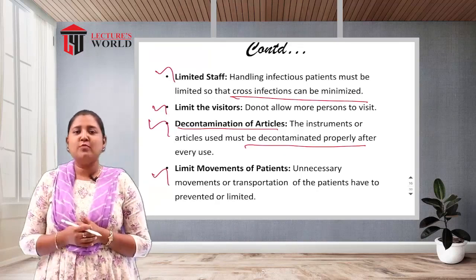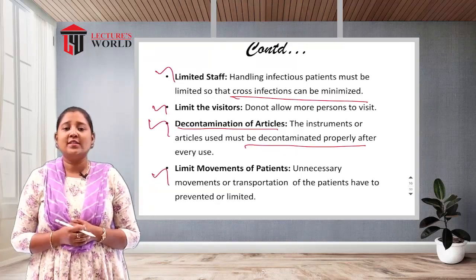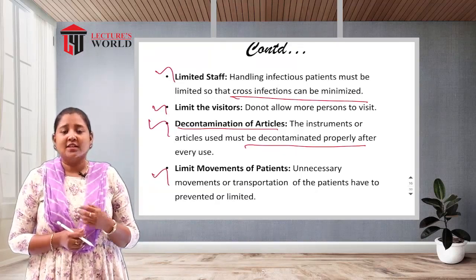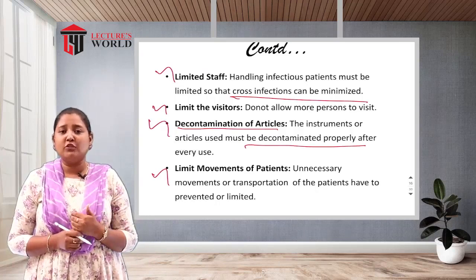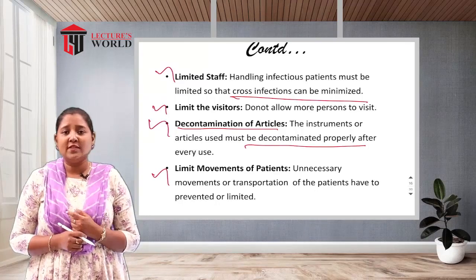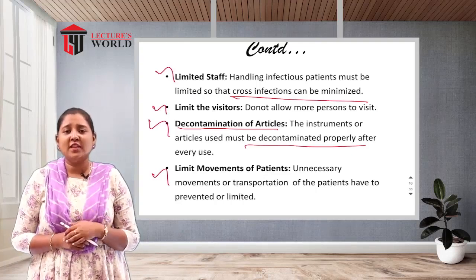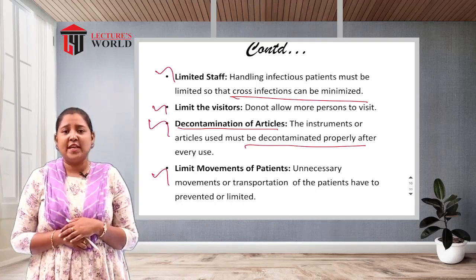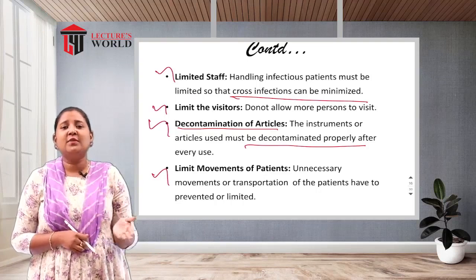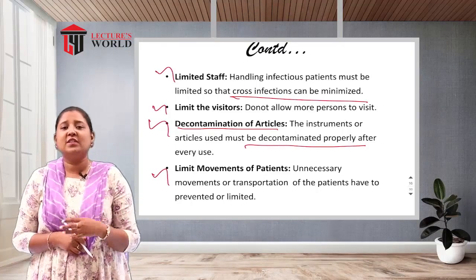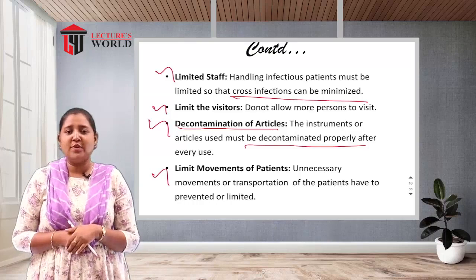Next is limit movement of patients. Now I said you have to limit the visitors. That means visitors are not allowed to visit the patients. Not only that, you limit the movement of the patients. What will patients do? They will be in the isolated ward. They will feel isolated, and anytime they will come out of the ward and go and visit the neighbors. So that also has to be avoided.